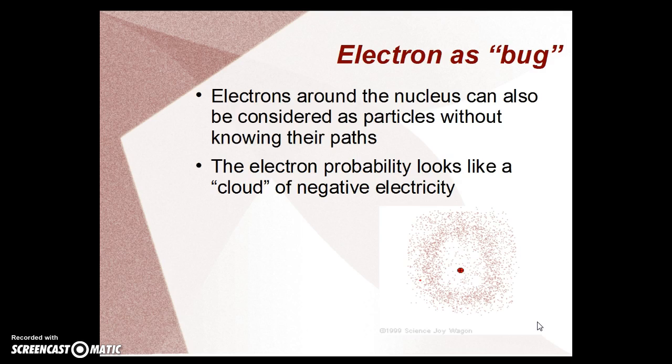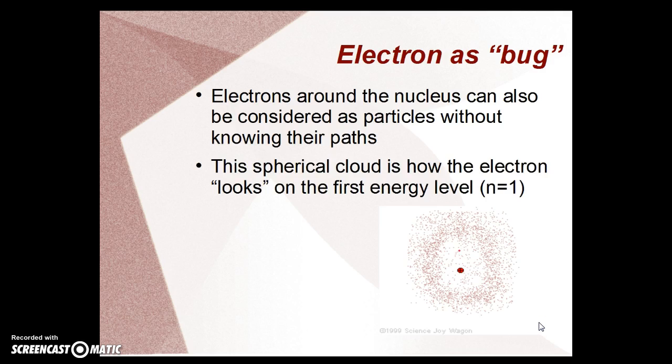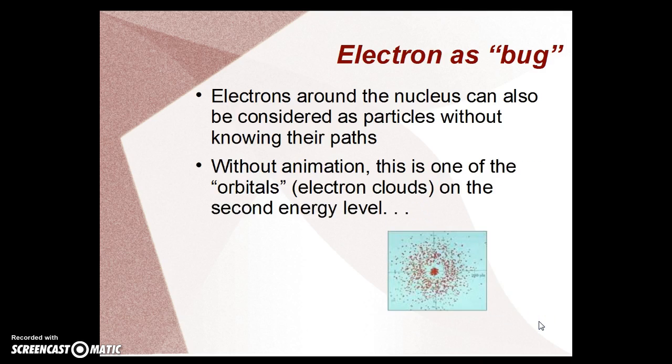It's not really a cloud. The electron probability, however, kind of looks like one. The spherical cloud is how the electron is going to look on the first energy level, where the first quantum number is a 1. Now, without animation, this is one of the orbitals, electron clouds, on the second energy level.